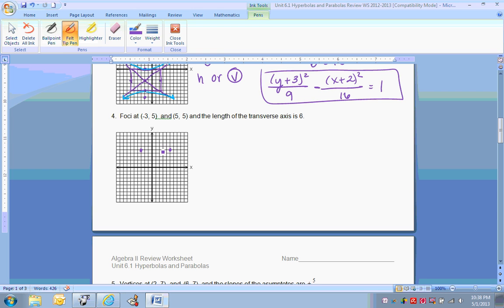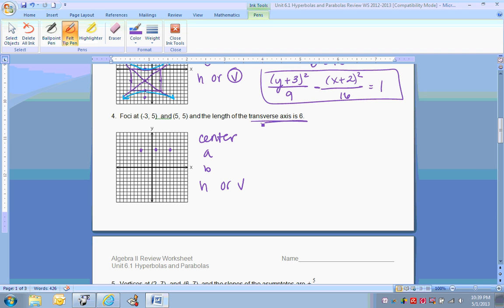So I know my center lies directly in between my foci. So my center is going to be at (1, 5). And that tells me, remember, I need my center, my A value, my B value, and whether it's horizontal or vertical. Well, since my foci are left and right, I know my vertices have to be left and right of my center.